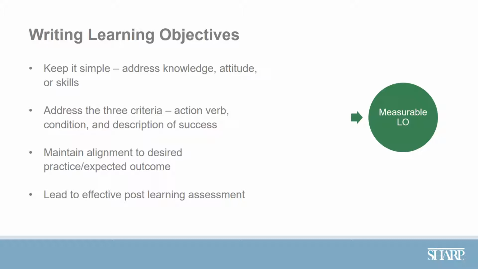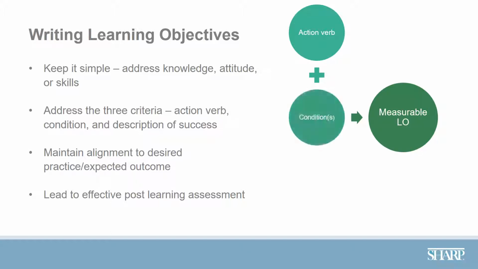Each learning objective, if written correctly, will have three components. It'll start with an action verb, it will state the conditions, and then it will describe what success means or what the desired behavior is. If you've forgotten, it's important to reference your expected outcomes or your desired practice list just to make sure that your description of success actually includes the desired practice and the expected outcome. Again, doing this correctly means that your post-activity assessment is going to be a lot easier.